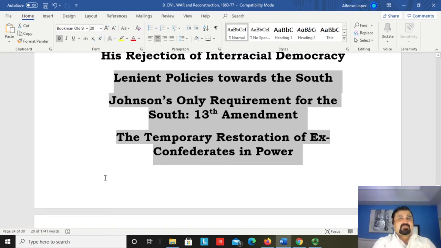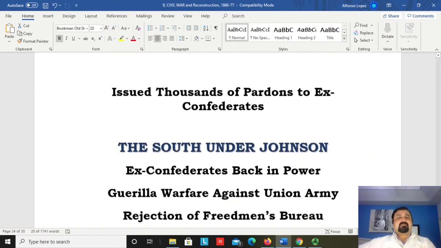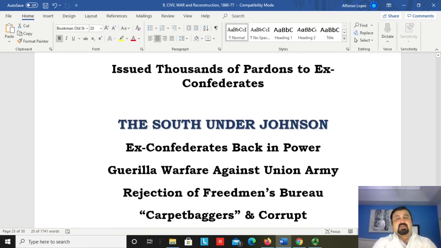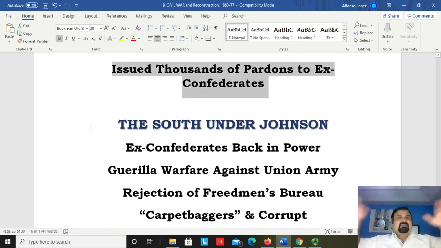And in many cases, what Johnson is also doing is issuing thousands and thousands of pardons to ex-Confederate officials that were thrown into prison for treason. There were hundreds of Confederate officers serving sentences. But Johnson had the power to pardon; presidents have that particular privilege. Johnson was abusing that power by pardoning ex-Confederates right and left.